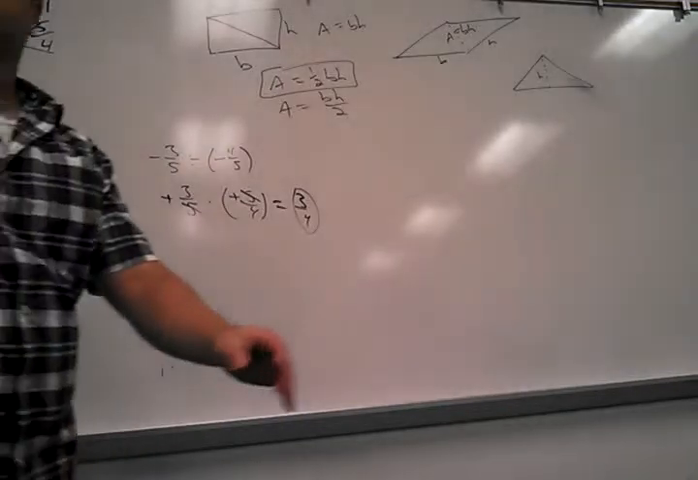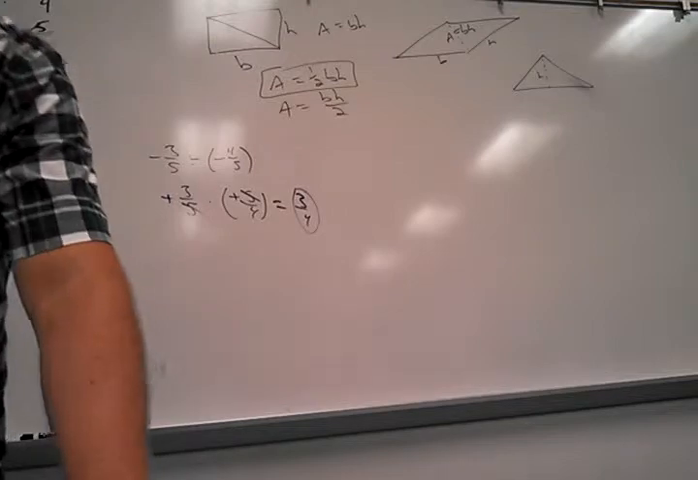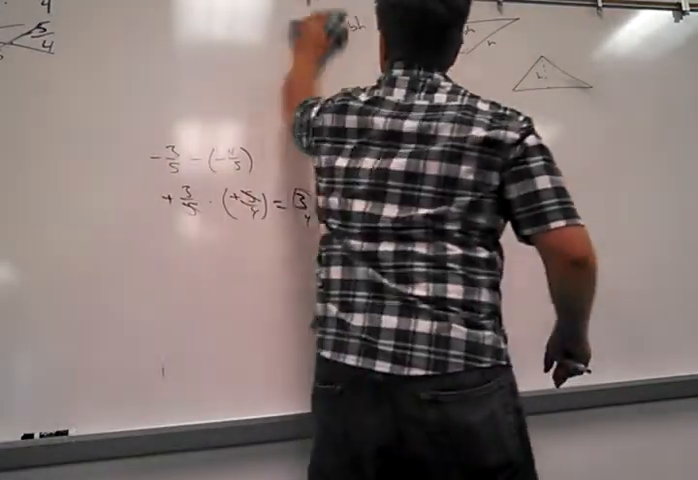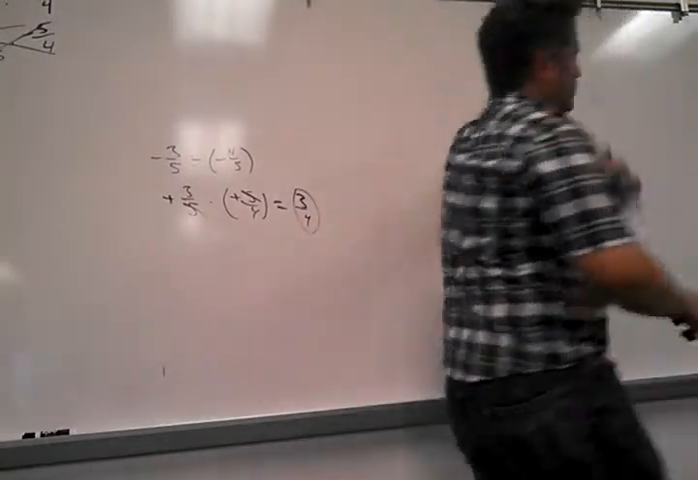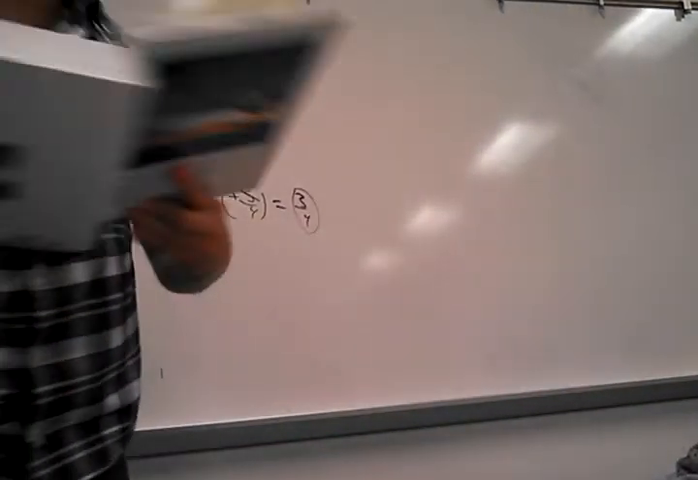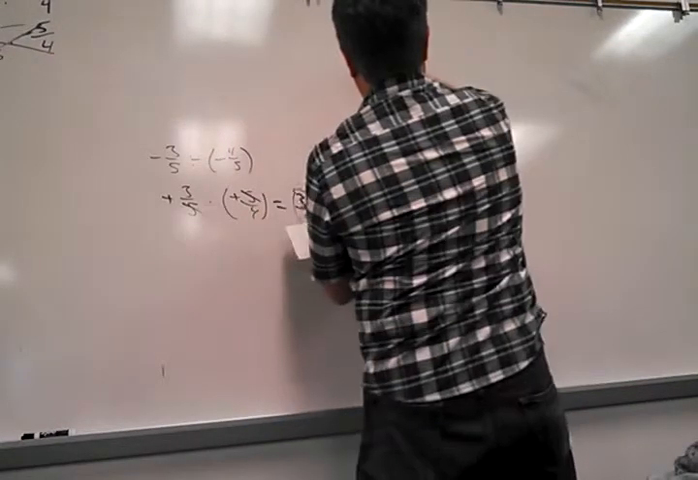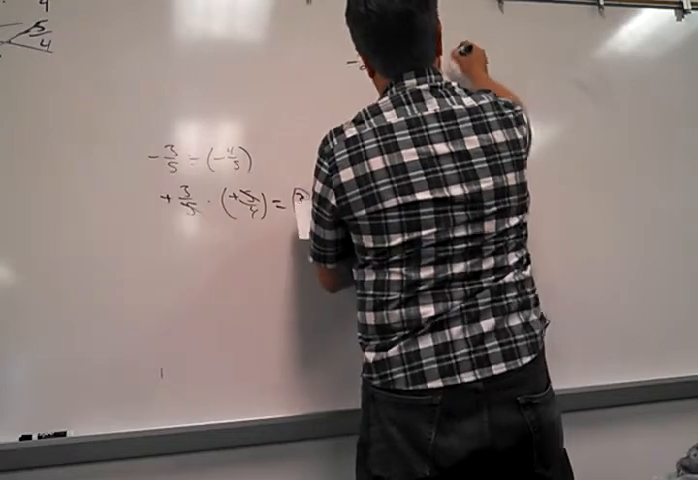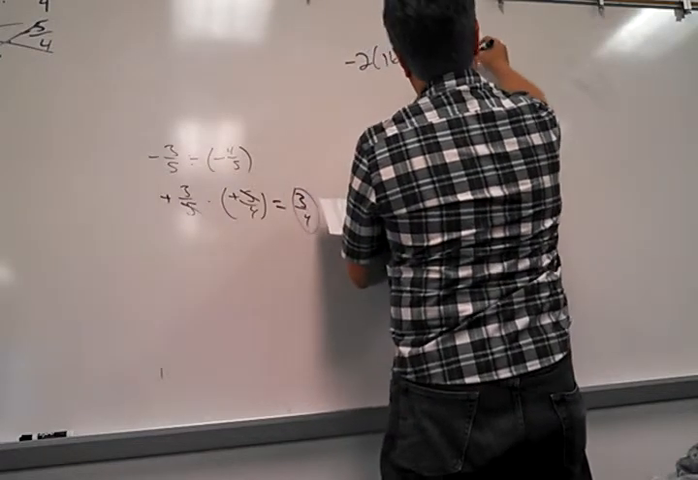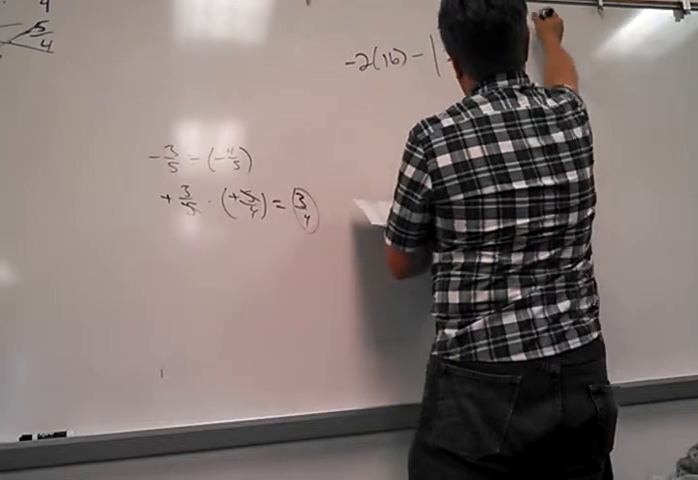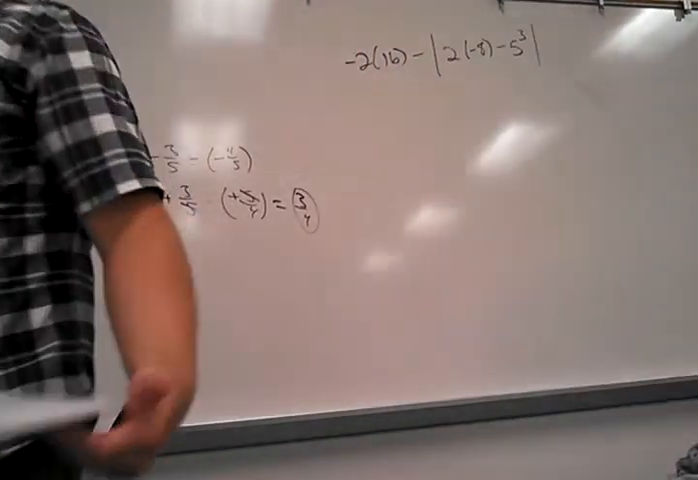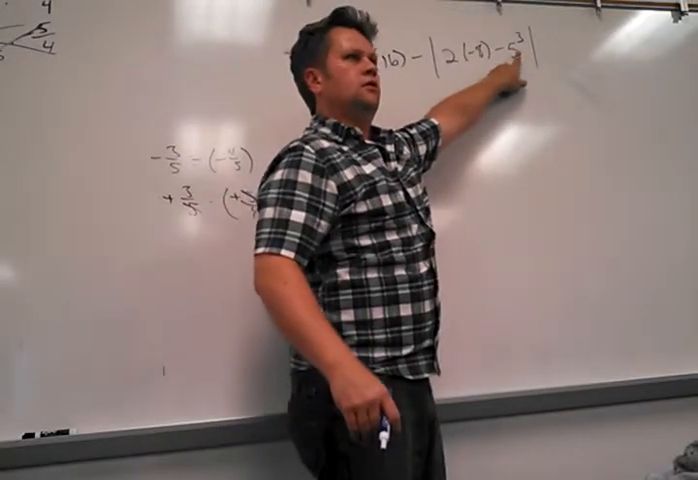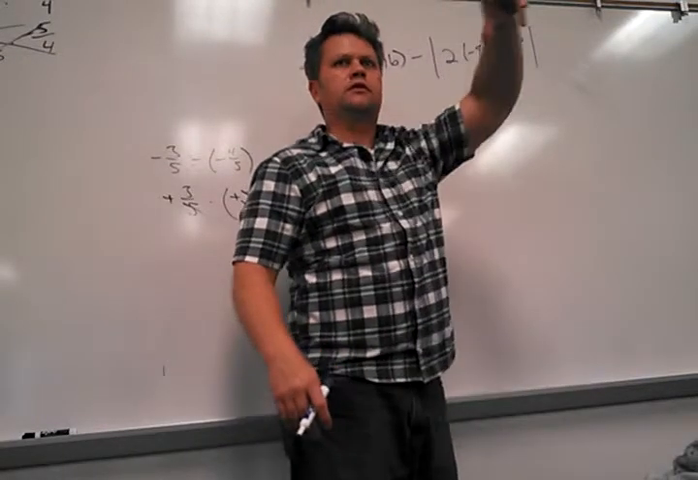All right. Could you go over number 31? Oh yeah, that one's weird because it's got a lot of parts to it, and they threw an absolute value in there. And even on top of that, they got a cube in there. So this is not 15. This is 5 cubed, which means 5 times 5 times 5.